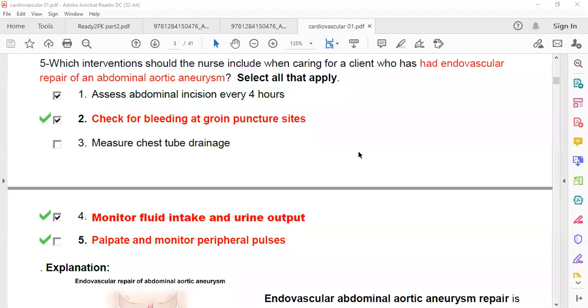We are going to discuss some questions and answers for the NCLEX board. The first question: which intervention should the nurse include when caring for a client who has had the endovascular repair of an abdominal aortic aneurysm? The keyword here is abdominal aortic aneurysm.